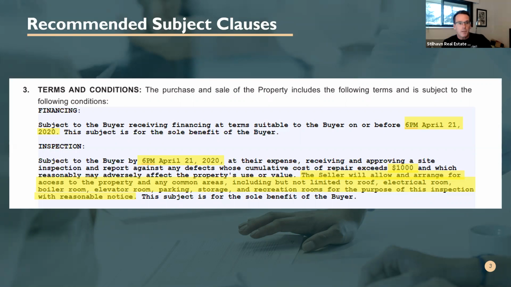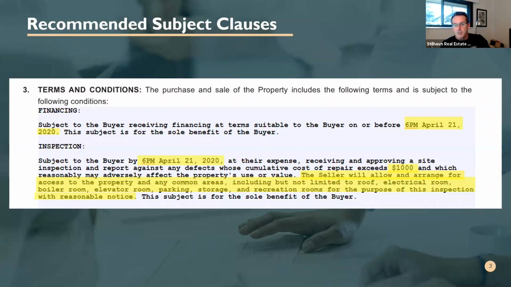And I'll also mention, by the way, when something is a Stillhaven clause or a custom clause versus a standard web forms clause. So the inspection one is actually part web forms and then modified. And the reason it's modified is because it's strata. So again, we have the 6 p.m. And then at their expense, receiving a site inspection report against the defects whose cumulative cost exceeds. And you could put any amount you want in here.